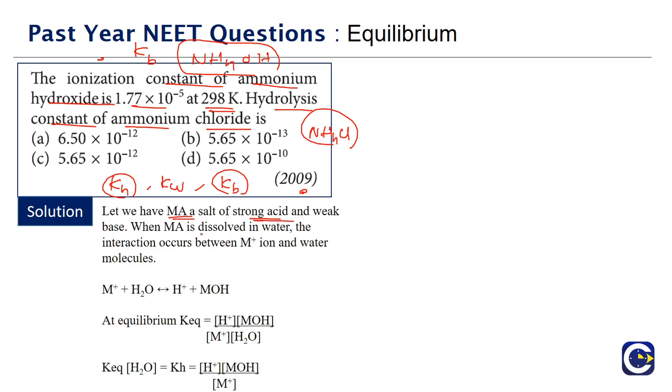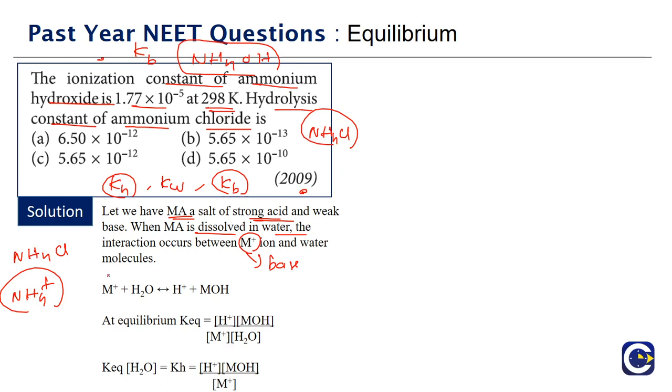Now on dissolving, it will produce M+ ions, which are the ions related to the base. If you look at NH4Cl, what is the M+ representing? NH4+. Now the NH4+ ions are the ones that will undergo hydrolysis. What is hydrolysis? Reaction of the ions of either the weak acid or weak base with water. That is what we call hydrolysis.